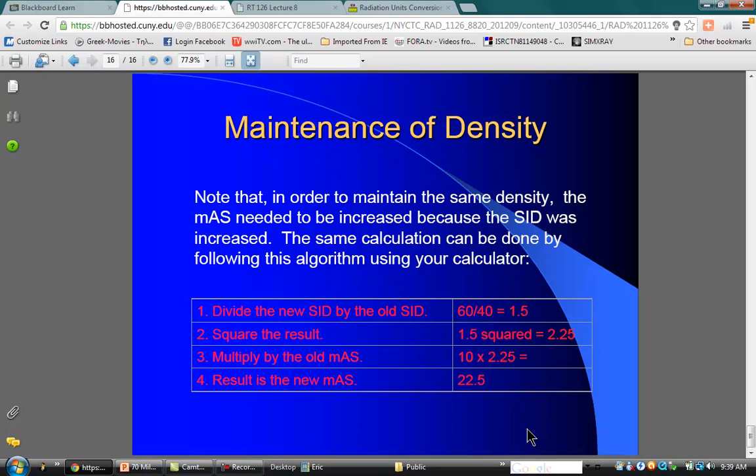Okay, this particular slide I am not going to go over. It is a second way to maintain the density. It's a rule that also works. I prefer the other rules, so you can look at this on your own and try this if you like.